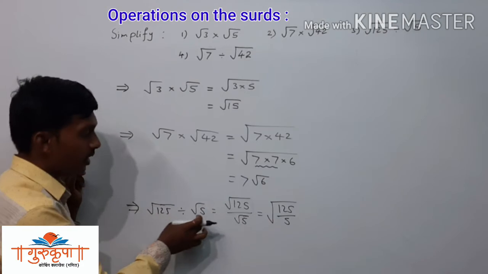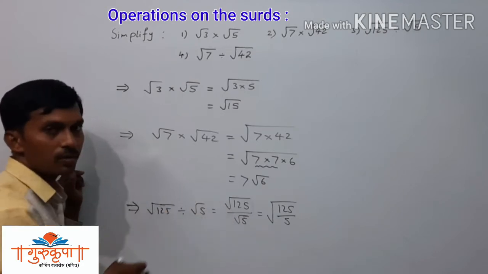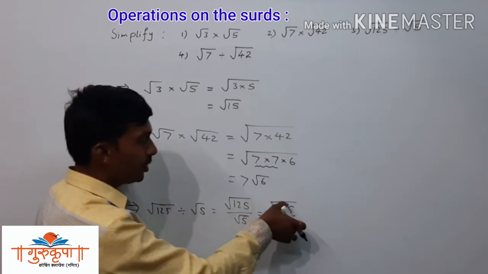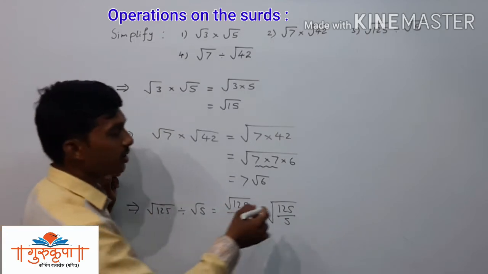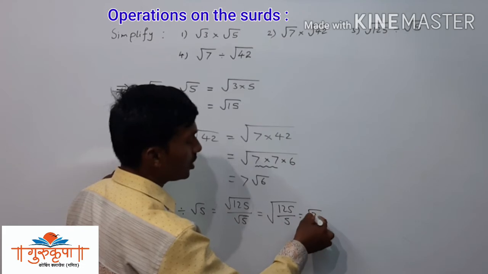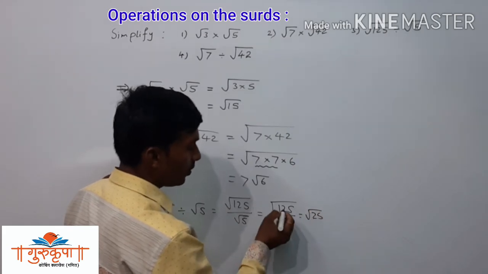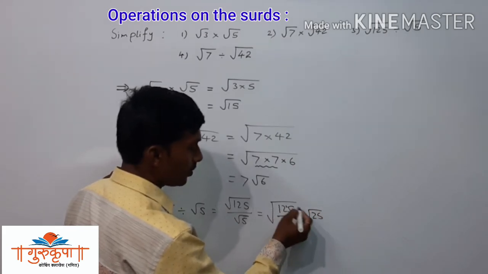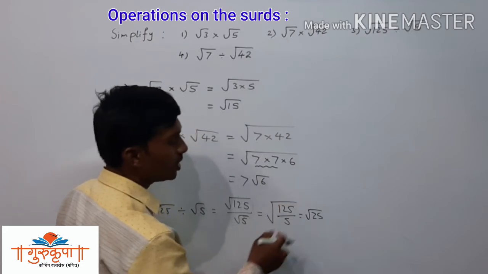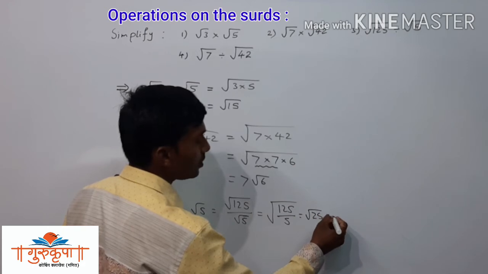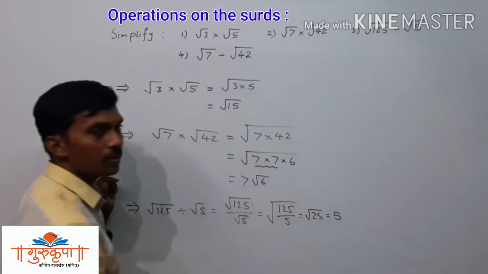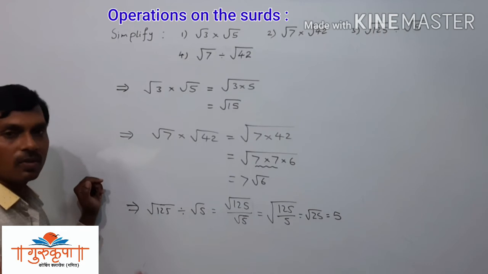First we write it into the numerator denominator form, then we put them into the same radical sign, and now we just have to divide. And what is the division? The division is square root of 25. 5 2s are 10, 2 is remaining, 5 5s are 25. The division is square root of 25, which is equal to 5. Square root of 25 is 5.